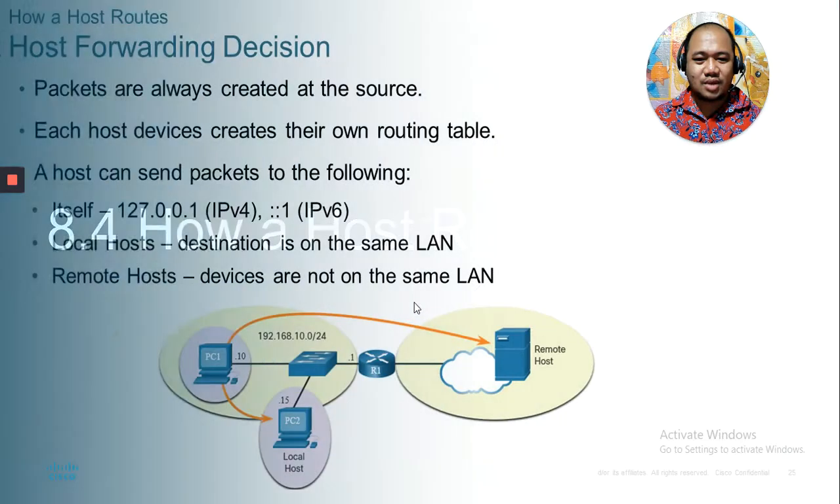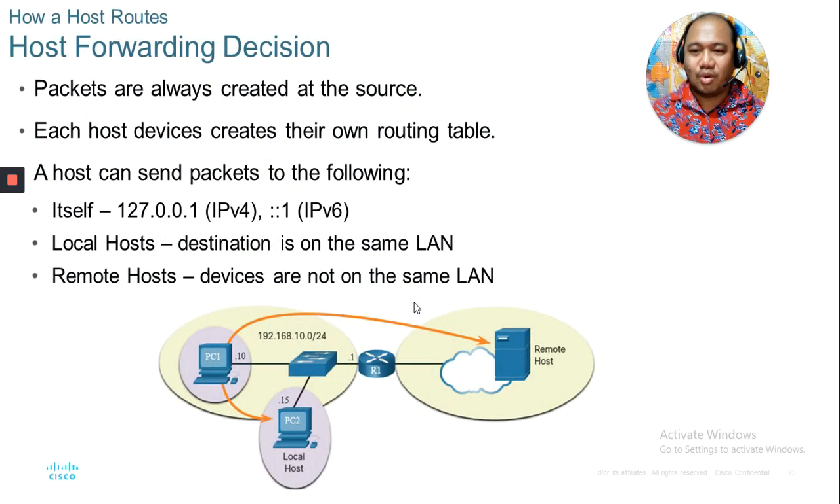How a host routes. The host forwarding decision is made before the router. Of course, if two computers, for example, are communicating with a remote host server, you will be using the source IP and the destination IP here. Packets are always created at the source. Each device creates its own routing. As you know, we have already done that before using arp -a.